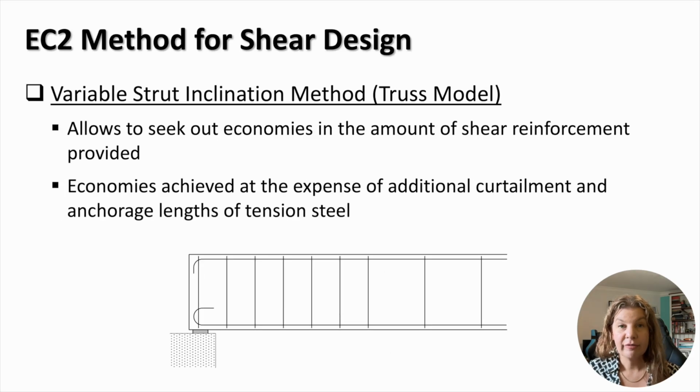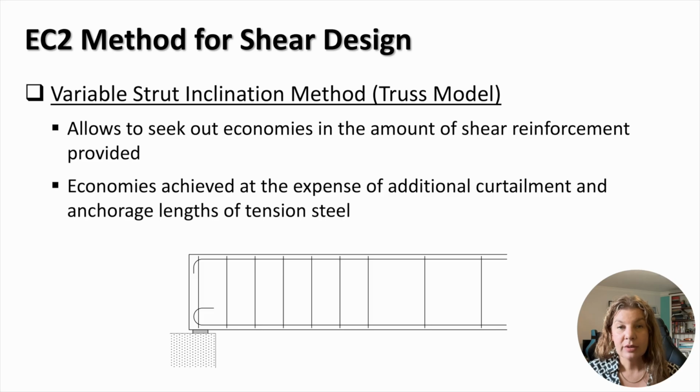Eurocode 2 recommends the variable strut inclination method for vertical shear design. This method is based on an equivalent truss model and allows us to seek economies in the amount of shear reinforcement that we provide. These economies are achieved at the expense of additional curtailment and anchorage lengths of tension steel.